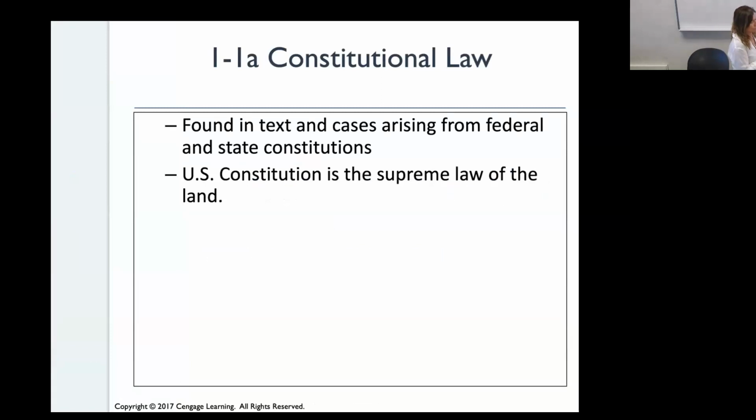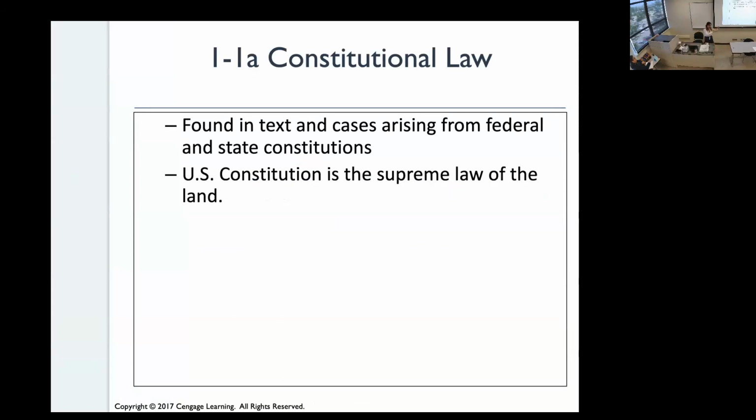Constitutional law, we're going to talk a lot about constitutional law, because it affects our legal system all around, all the way from the Supreme Court to the little local court. Constitutional law is always present, but there are different sources. Found in texts and cases arising from federal and state constitutions. So there's a federal constitution, and every state has its own constitution as well.